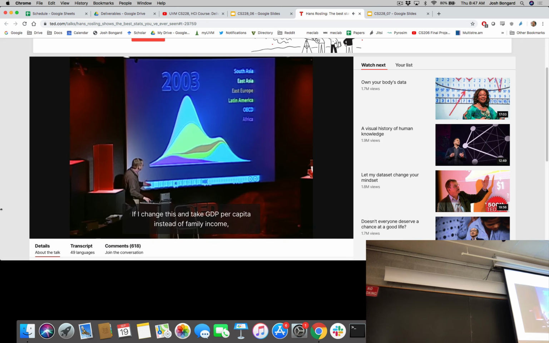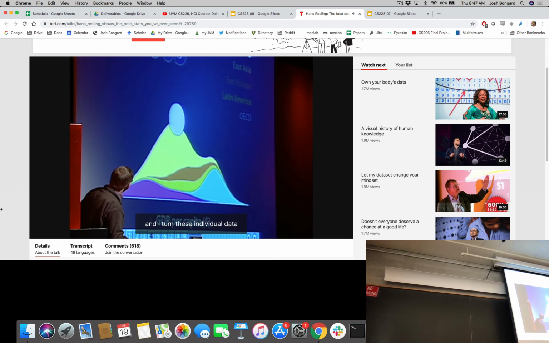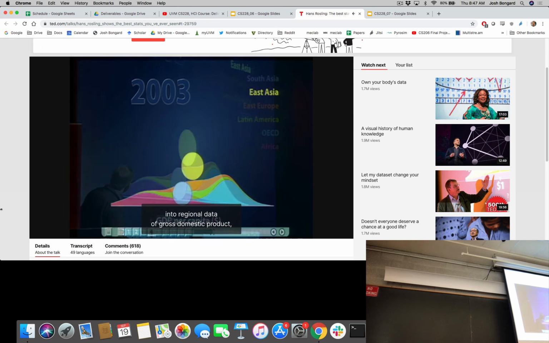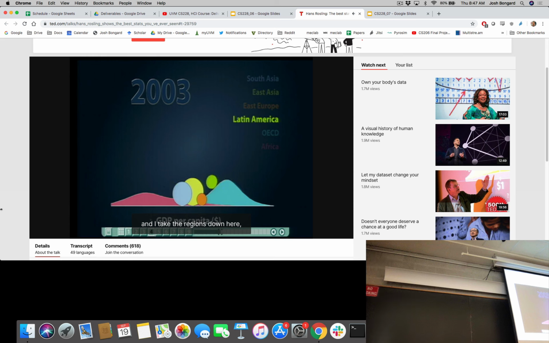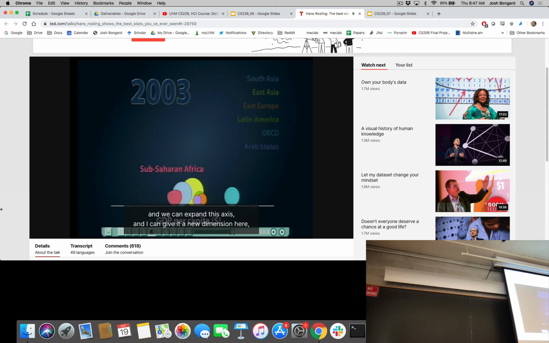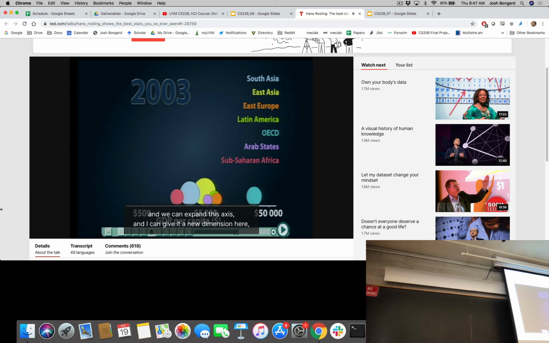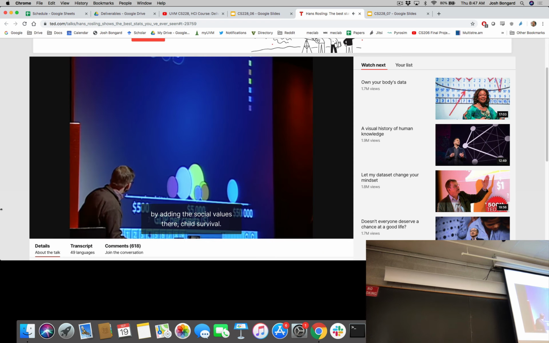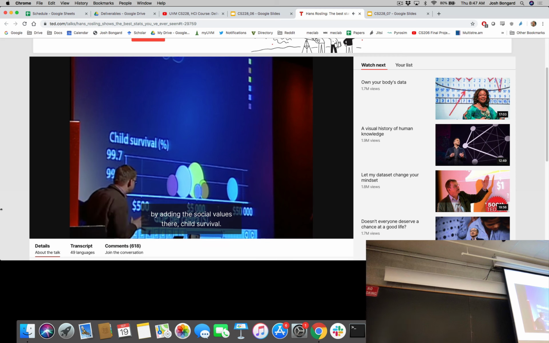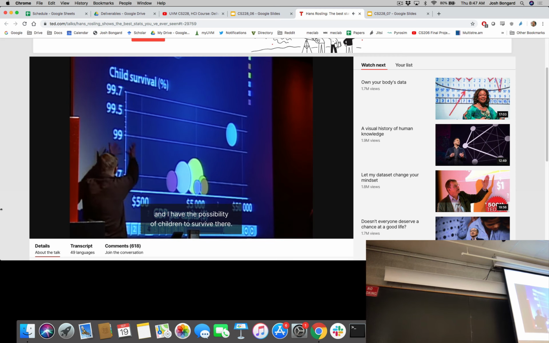If I change these and I take GDP per capita instead of family income, and I turn these individual data into regional data of gross domestic product, and I take the regions down here, the size of the bubble is still the population, and you have the OECD there, and you have sub-Saharan Africa there, and we take off the Arab states there, coming both from Africa and from Asia, and we put them separately, and we can expand this axis, and I can give it a new dimension here by adding the social values there, child survival. Now I have money on that axis, and I have the possibility of children to survive there.